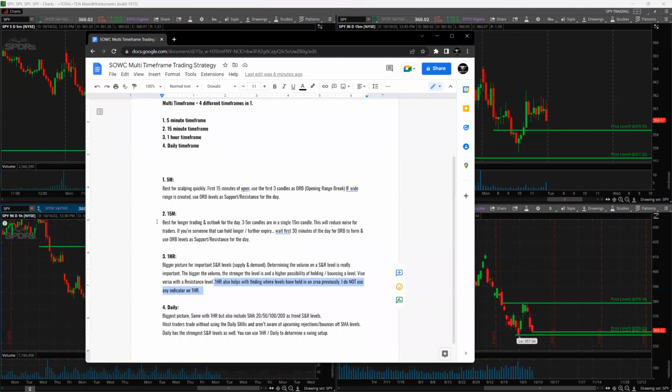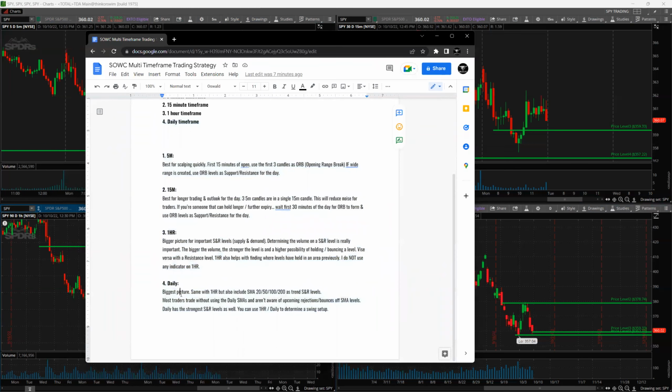So very simple. We're going to talk about the daily real quick. So biggest picture, this is what everybody should be using. This is the time frame every trader, every swinger, and every investor should be using. Same as the 1 hour chart, but also include the SMA 20, 50, 100, and 200 as your trend support and resistance levels. Trend, that's a big difference. We're going to talk about that real quick after we finish this.